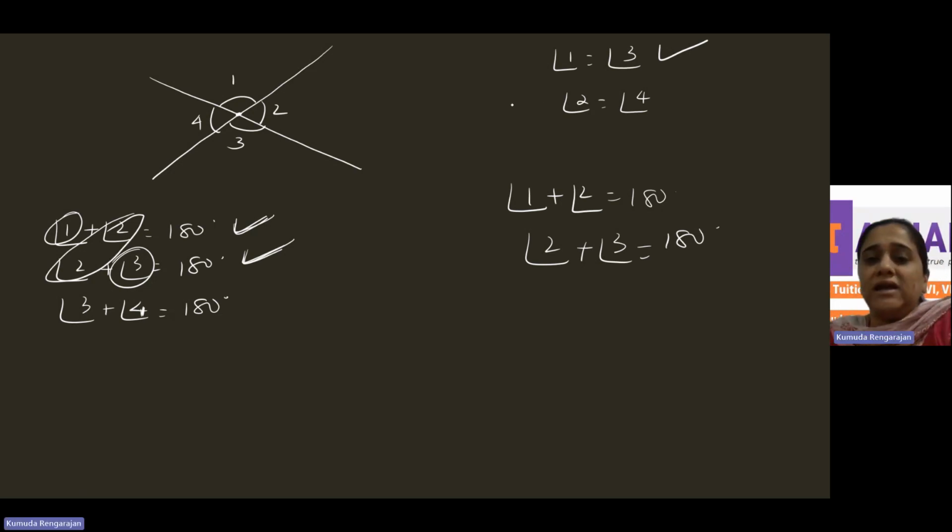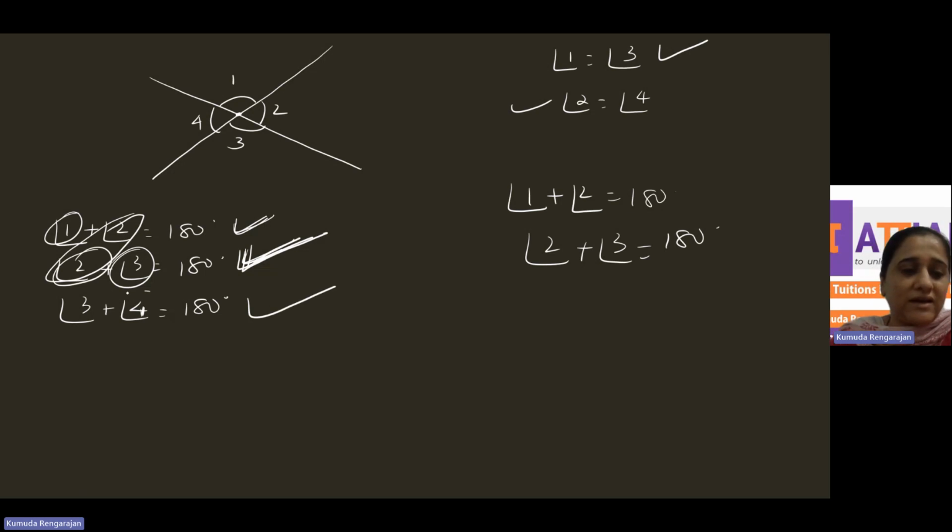Now, to prove that angle 2 is equal to angle 4, we'll take this equation because it has angle 2. We'll take this equation because it has angle 4. And you can see the remaining two angles, they're equal.